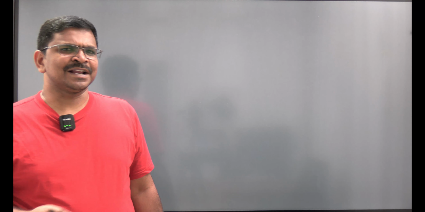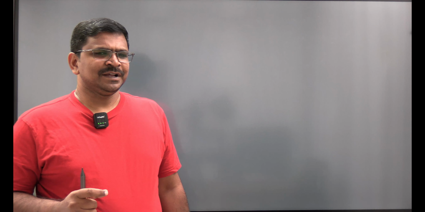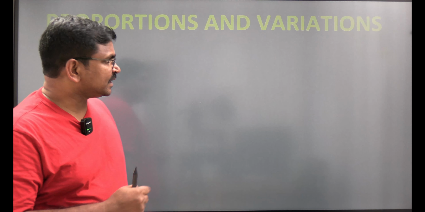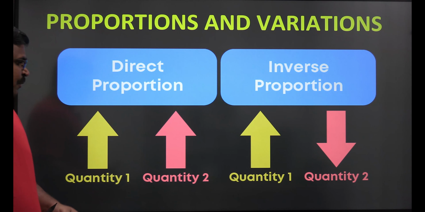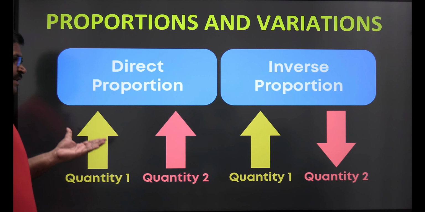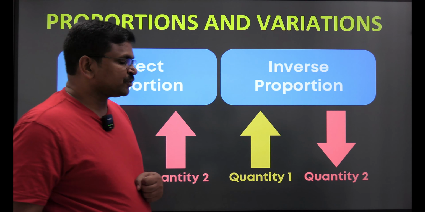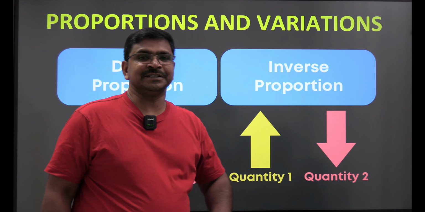Usually, proportion means correspondingly increasing or decreasing. And variation has the same meaning. Now, in proportions and variations, we have two concepts: direct proportion and inverse proportion. First let us discuss direct proportion. Direct proportion means when a quantity increases, correspondingly another quantity also increases. Inverse proportion means whenever a quantity increases, correspondingly another quantity decreases.